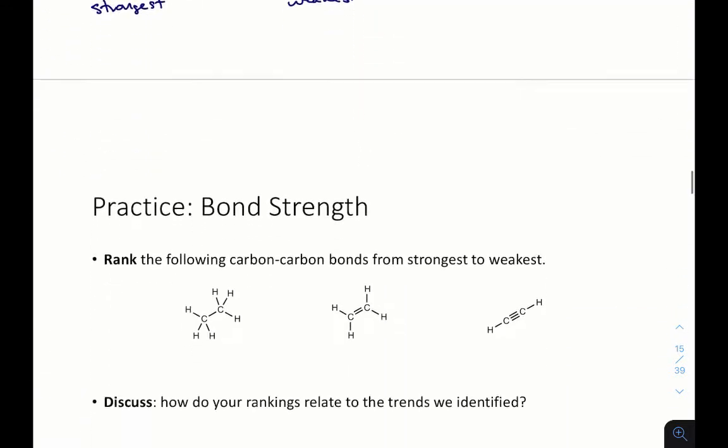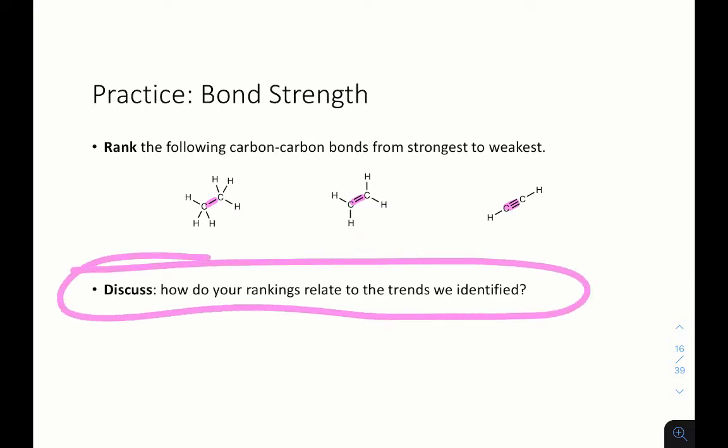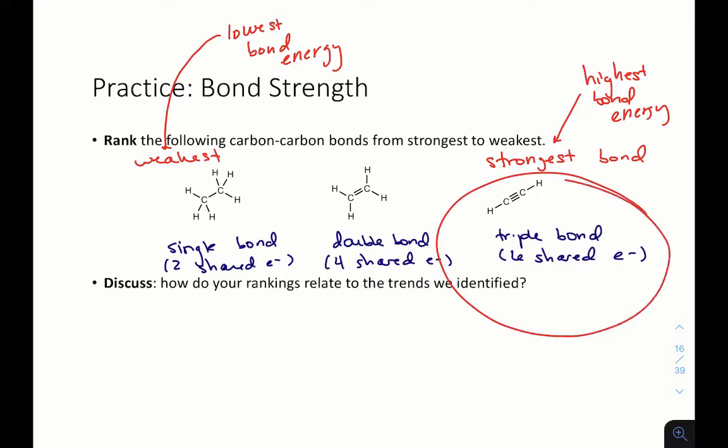Let's apply some of this knowledge. Rank the carbon-carbon bonds in these 3 molecules, so this bond, and this bond, from strongest to weakest, and then consider how your rankings relate to the trends that we just identified. Among these 3 carbon-carbon bonds, the single bond with 2 shared electrons will represent the weakest bond. It will have the lowest bond energy. And the triple bond with 6 shared electrons will represent the strongest bond and will have the highest bond energy.